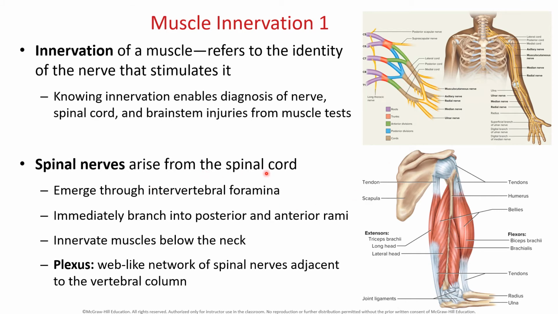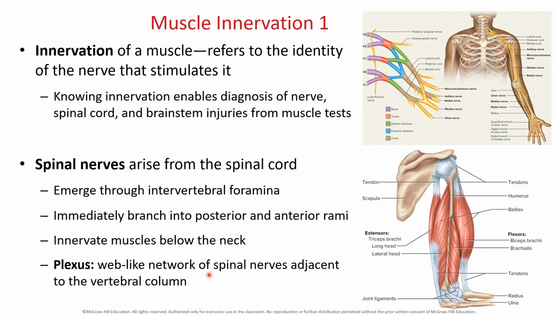Spinal nerves arise from the spinal cord, like I said, and emerge through those intervertebral foramina. If there's any pinching of that nerve, whether that's from the intervertebral disc, or maybe we have some osteophyte formation, some bone formation, bone degeneration that is compressing, putting pressure on that nerve, that can cause problems. They immediately branch into posterior and anterior rami and innervate muscles below the neck.